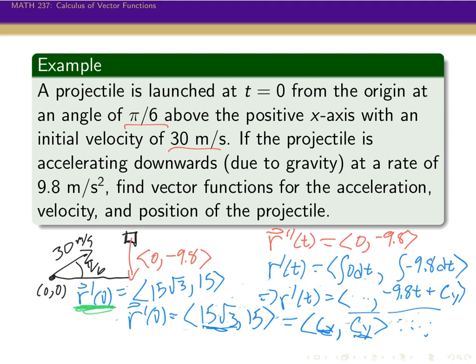So let's plug those in. Actually, let's plug them in up here. 15 square root of 3, minus 9.8t plus 15. Okay. And so now we have the acceleration and the velocity vector.